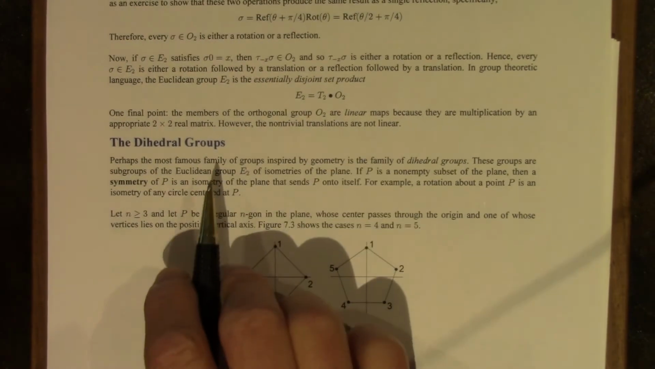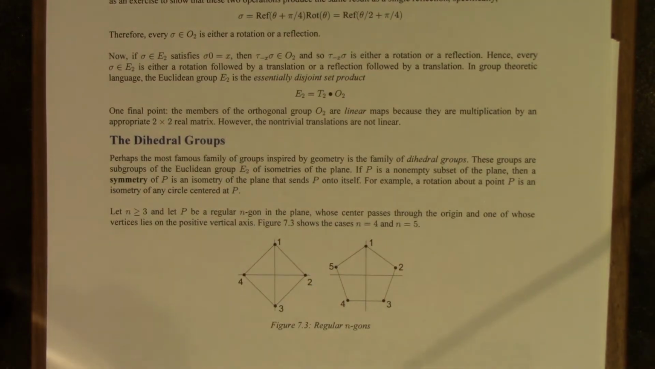Perhaps the most famous family of groups inspired by geometry is the family of dihedral groups, and we've touched upon them, or at least a few special cases of that family already. The dihedral group of the square D8 and the dihedral group of the hexagon D12. These groups are subgroups of the Euclidean group.